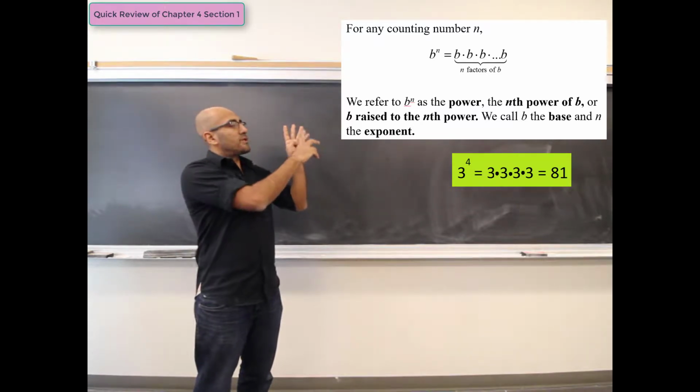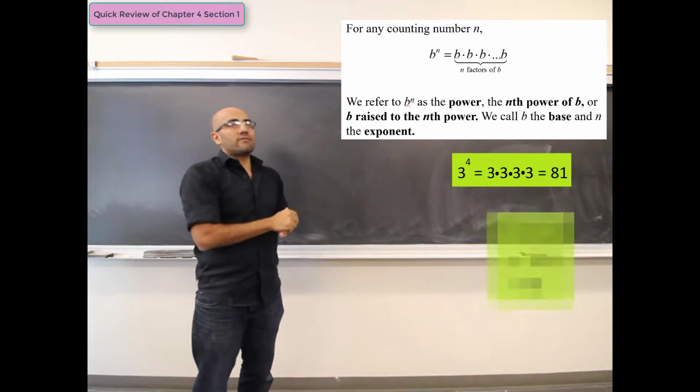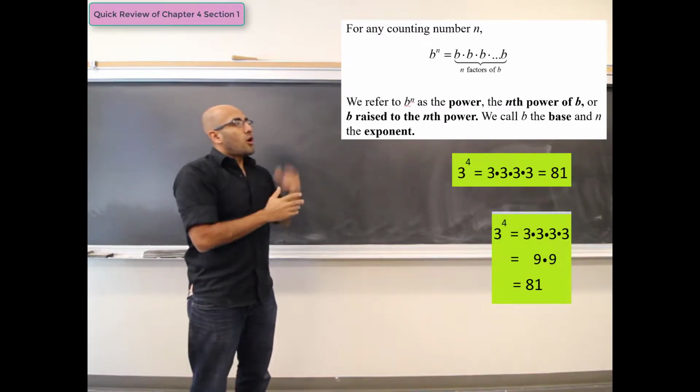Or you can group them. 3 times 3 is 9. The other 3's are also a 9, giving you 9 times 9 or 81. Okay, so that's what it was.